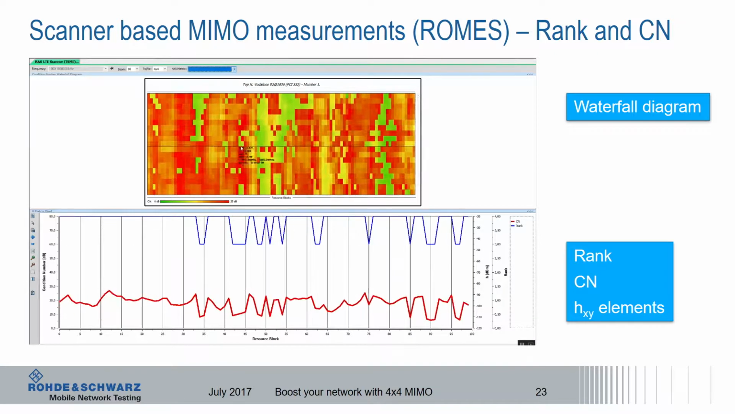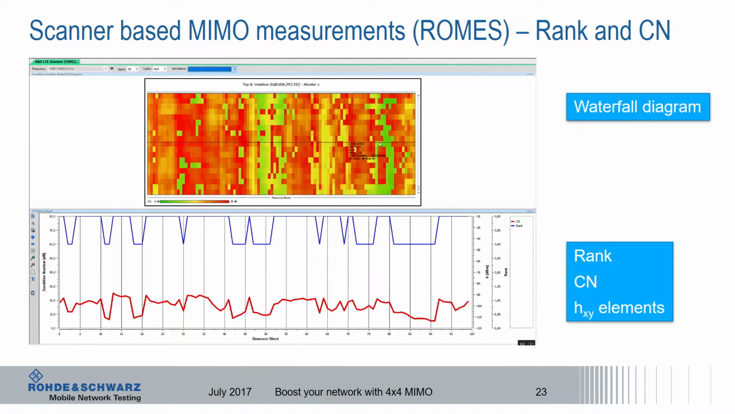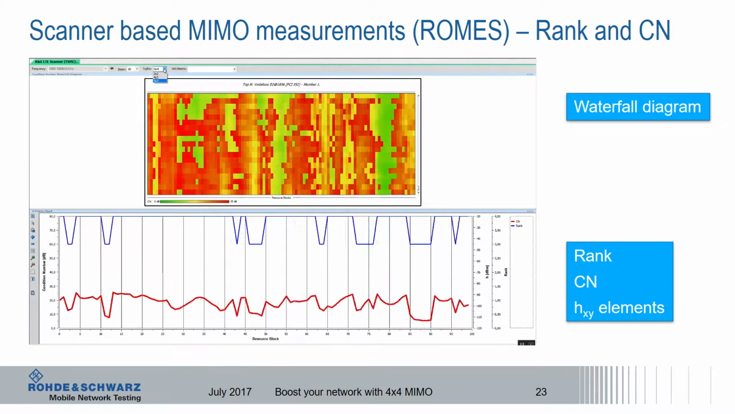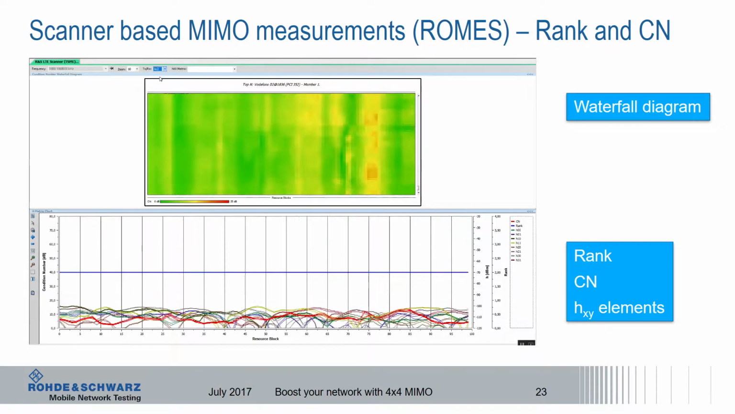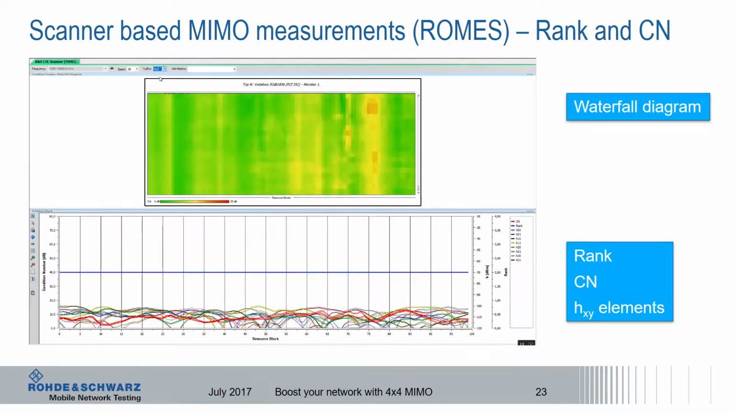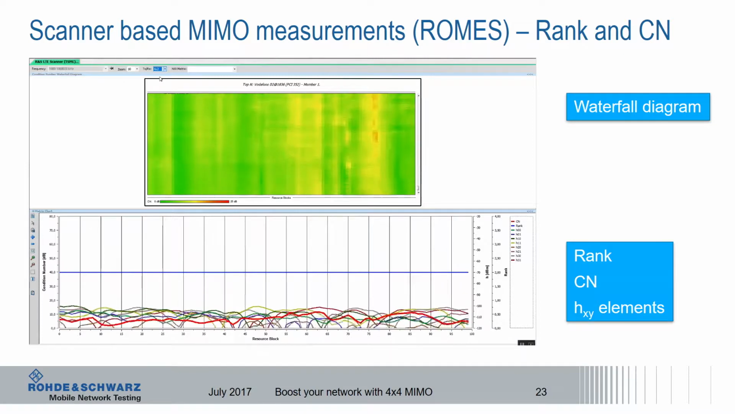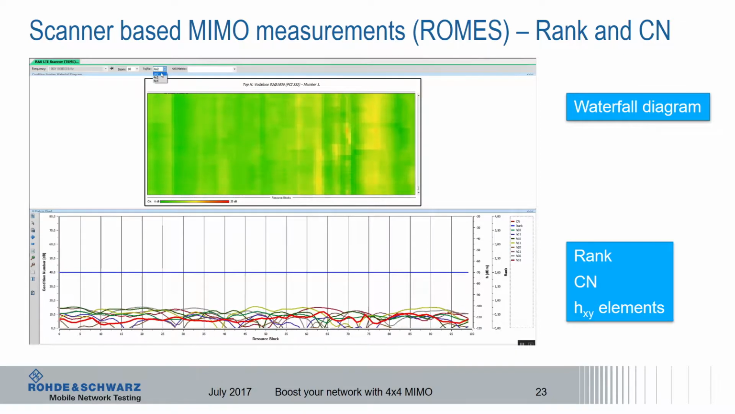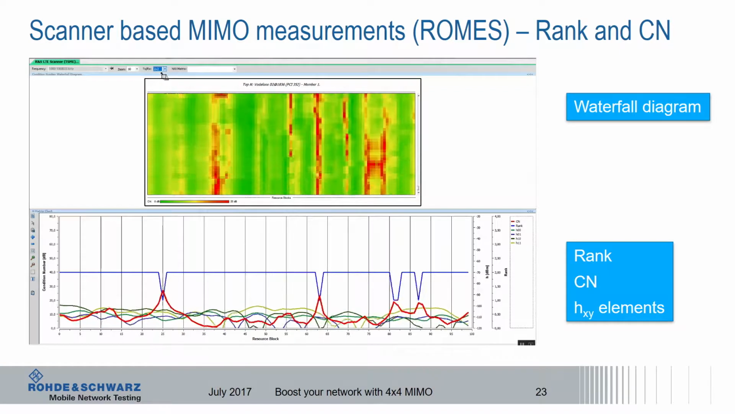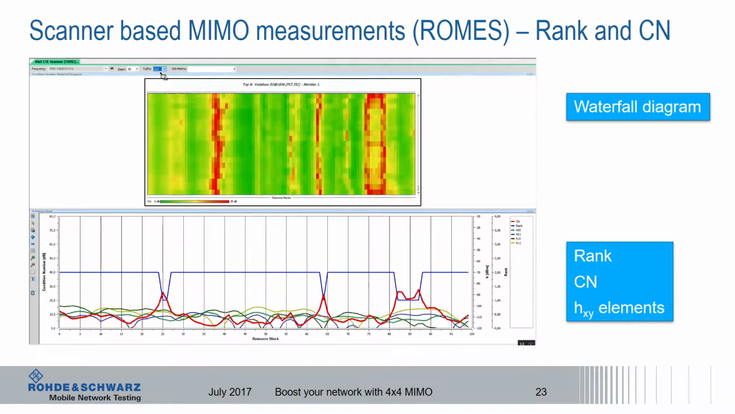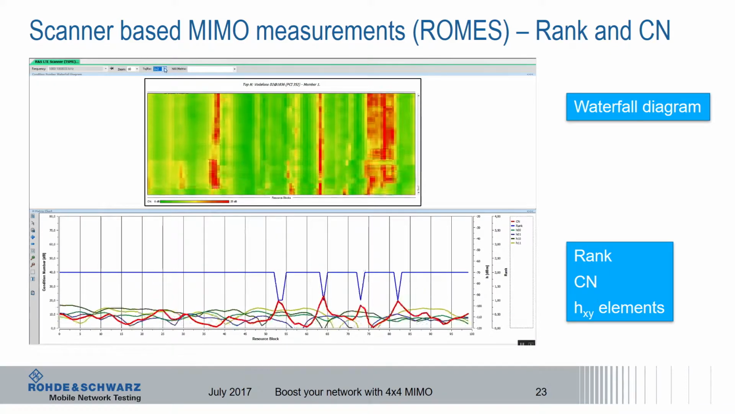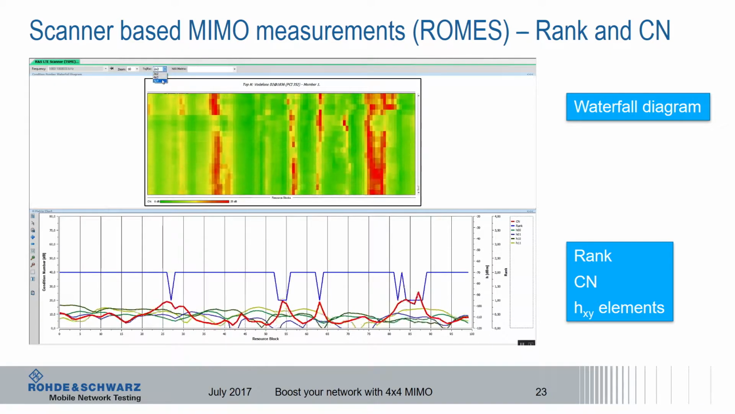It's important to understand that the condition number is not linked to the rank. It could be that the condition number is different for the same rank. The condition number is also different for different ranks. Of course, we can also switch between 4x2 and 2x2 measurements. This is now the measurement for 2x2, even with the same setup.